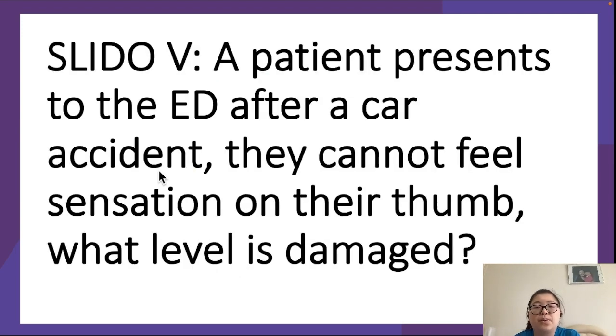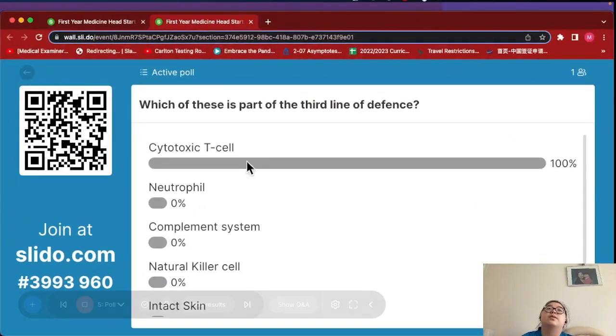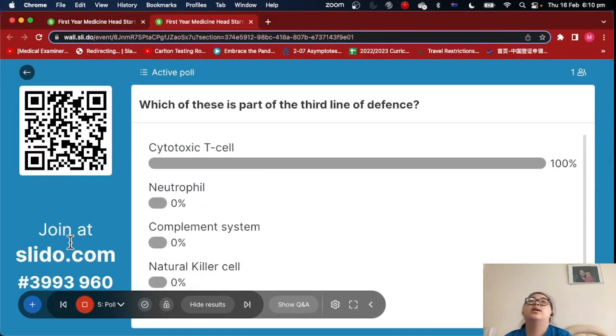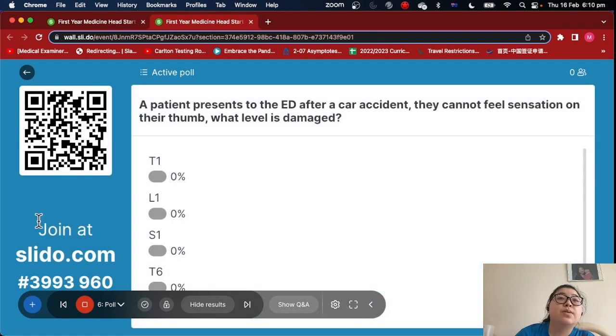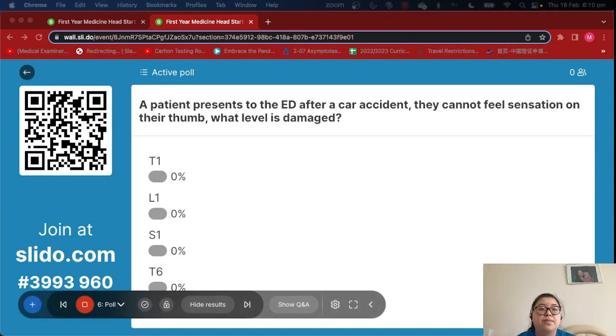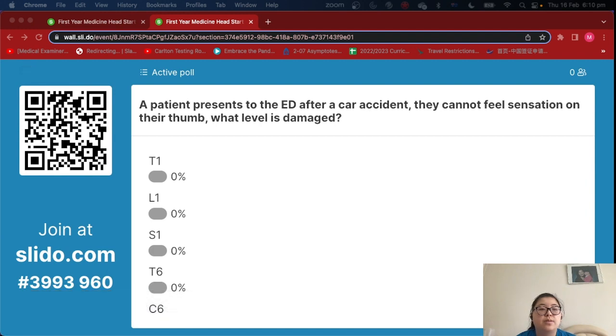Cool. So let's try and put this into practice. A patient presents to the ED after a car accident. They cannot feel sensation on their thumb. So which level of nerve is damaged? Let's have a look at the slide here. You guys are doing great, by the way. So what level do we think is damaged? It's a bit hard without the diagram, but I'm really quizzing you guys.